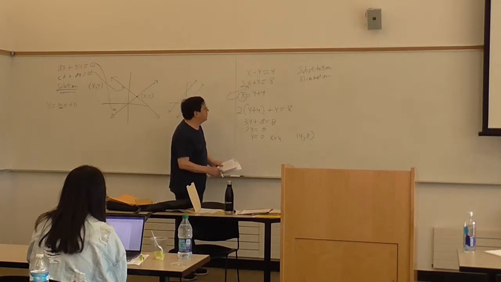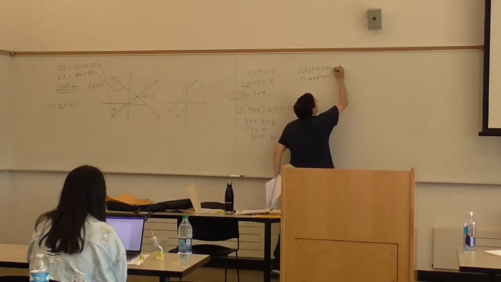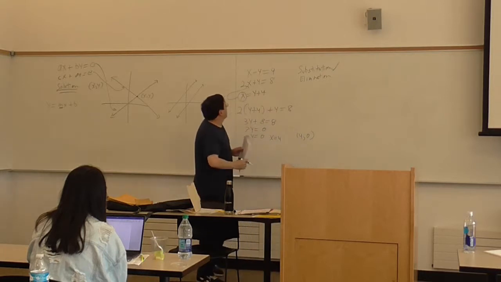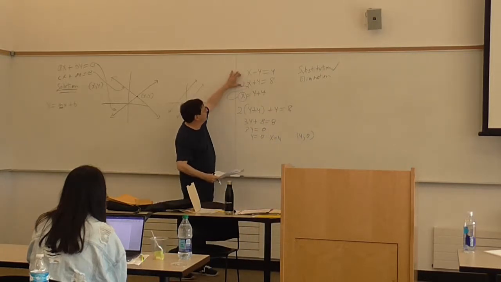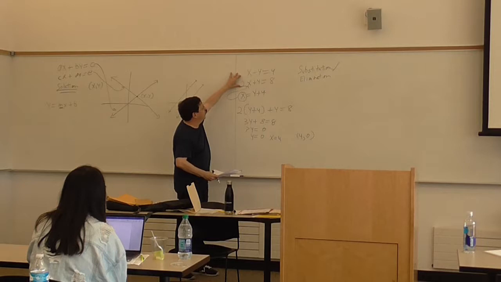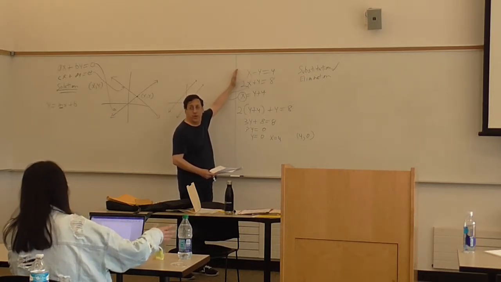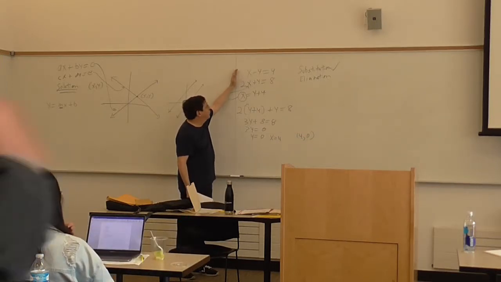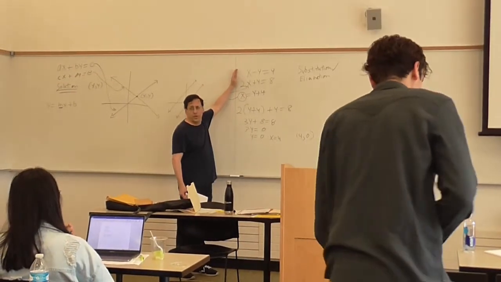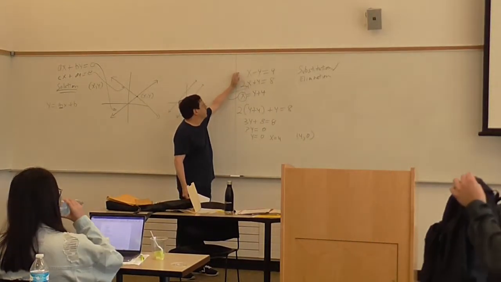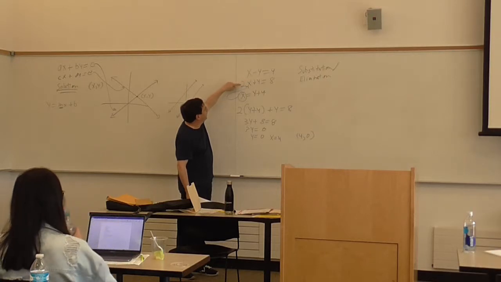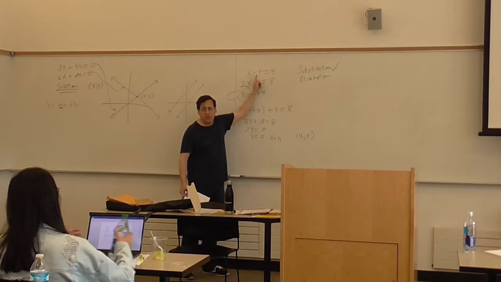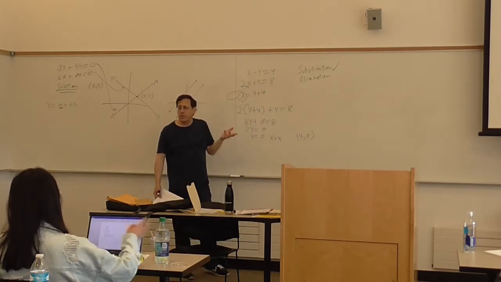Okay, that's substitution. With elimination, we look at these two equations and we say we want to either add them together or subtract them in such a way that we eliminate a variable. Now sometimes to do that you have to multiply one of the equations by a constant. Like if we wanted to eliminate the x, we have a 2x here and an x here, we could multiply this by 2, subtract and get rid of the x.